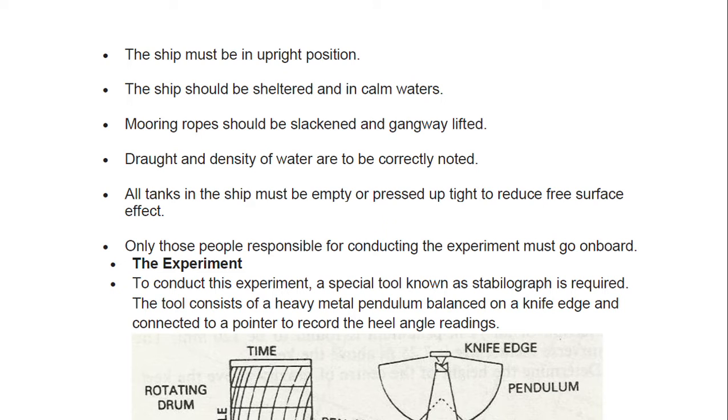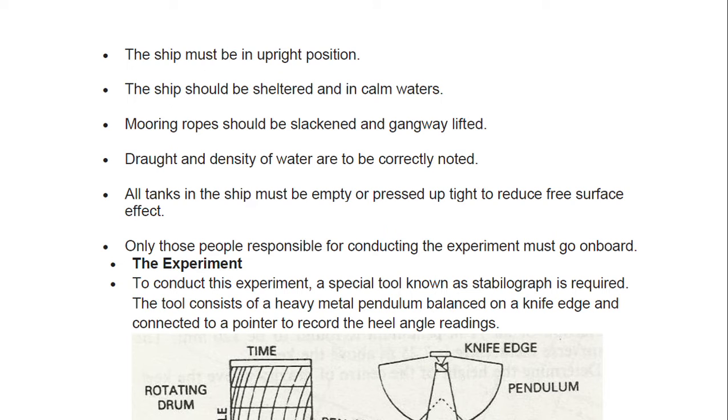Draught and density of water are to be correctly noted, in which water it is and what is the density of the water. All tanks in the ship must be empty or pressed up tight to reduce the free surface effect. I hope you all know this free surface effect, what is sluice valve, water baffles which are given in tanks. I hope you know what is free surface effect and how to reduce it, because that will affect the calculation. Free surface becomes more prevalent when the tank is half filled, so either it has to be empty or it has to be completely filled.